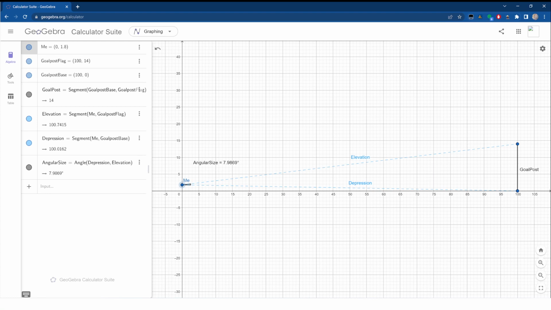So now in GeoGebra, all we have to do is move our observer, and that should automatically recalculate the angular size. So I just have to change that x coordinate for the me observer from 0 to 22, and wow, who would have thought? The calculated angular size is exactly what we measured in reality, which was 10.2 degrees, and we did it by keeping the actual physical size of the goalpost the same at 14 meters.